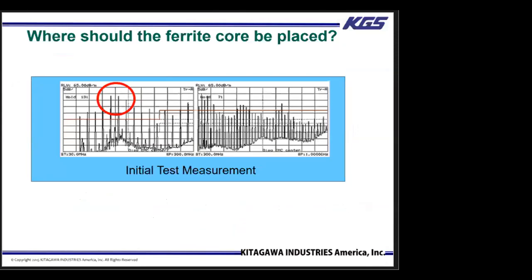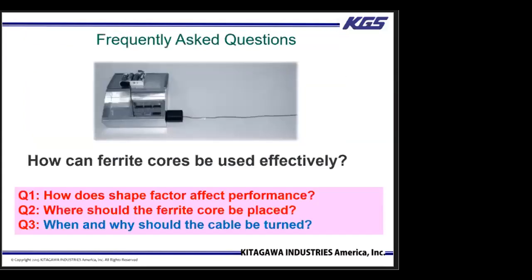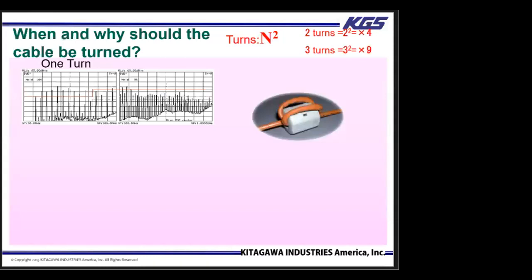By doing so, we will be able to find the most suitable locations for the core. However, there may be mechanical or design constraints which could affect where the core can be placed. This situation should be taken into consideration as well. And now we will discuss whether turning the cable multiple times through the ferrite is a good option.